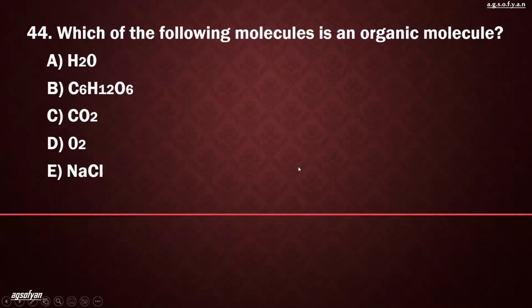Which of the following molecule is an organic molecule? Organic means complex. So it should be the one that has more, which is B. Okay? So that's an organic molecule. That one is actually glucose.